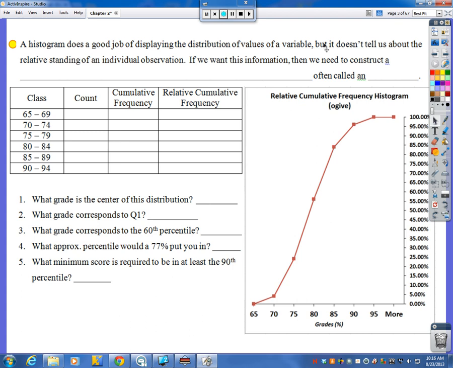Next up, these things called ogives. They look like ogives. They're called ogives. A histogram does a good job of displaying the distribution of values of a variable, but it does not tell us about the relative standing of an individual observation. Again, what I mean by relative standing of an individual observation are percentiles. If we want this information, we will need to construct what's called a relative cumulative frequency histogram, aka an ogive. You can certainly call this a relative cumulative frequency histogram. I prefer just to call it an ogive.